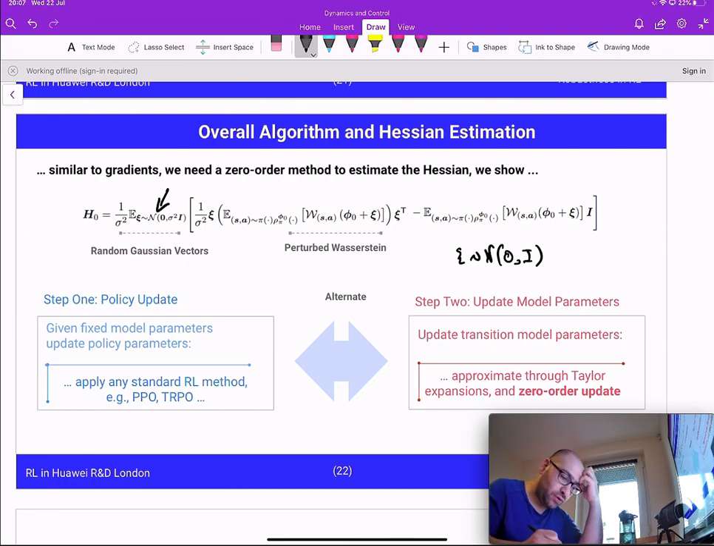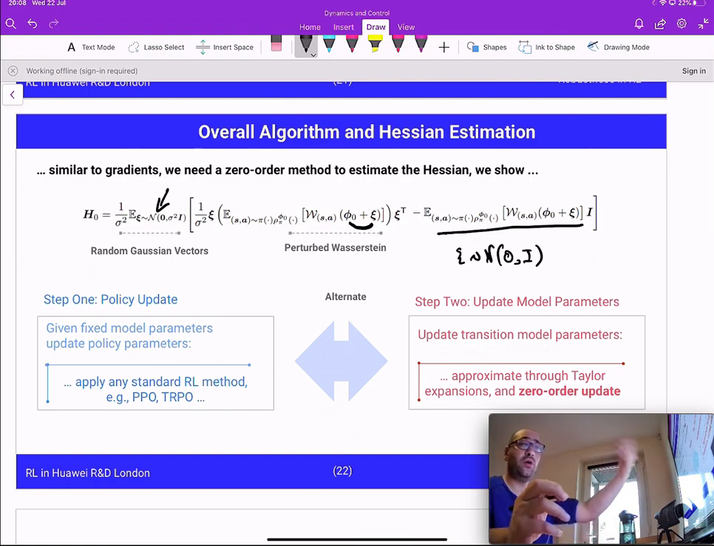After you sample them, you compute the expected Wasserstein at the change of the original phi plus this xi, and then you subtract from it this term right here, right? And then you arrive at the Hessian estimation. So you can do a Monte Carlo estimator of that, and then you get a Hessian estimator.